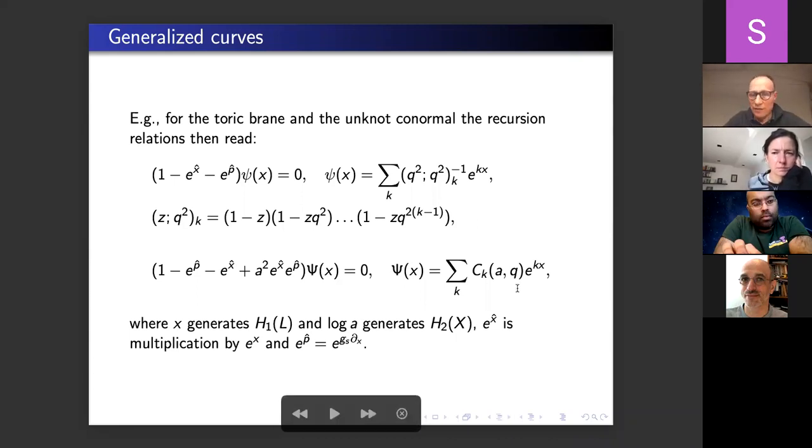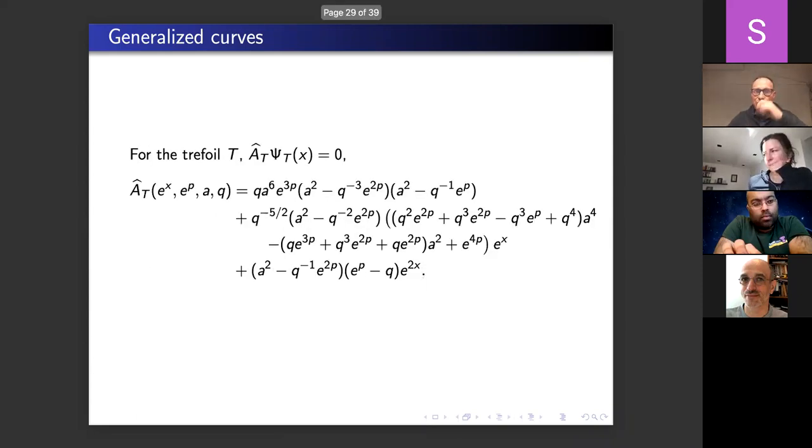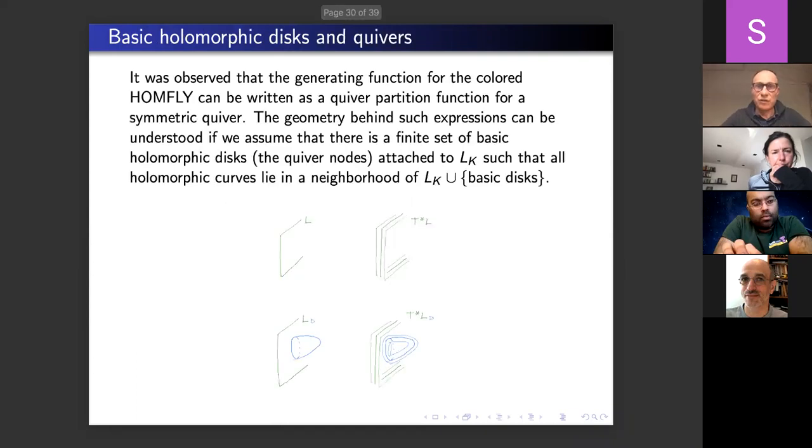For the unknot, I have some other solution, but let's focus on this thing here. So I will now take this, so here's some example. It's the trefoil, but let me note that somehow this recursion relation for the trefoil is more complicated, but let me not dwell on that.